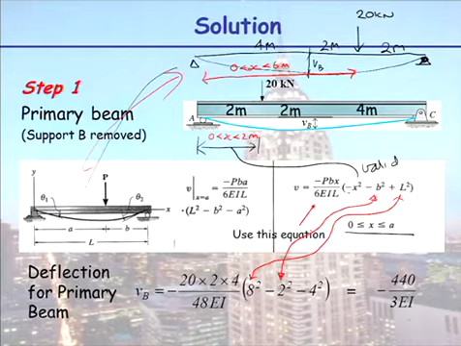And X is the location where we want to know the deflection. I want to know the deflection here. So X here is equal to 4 metres. Does that make sense? Okay, so we plug our values into our equation and we get a value. We'll leave it in terms of EI.